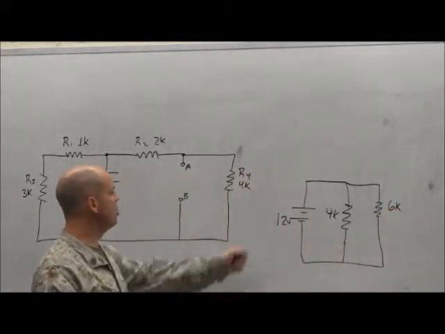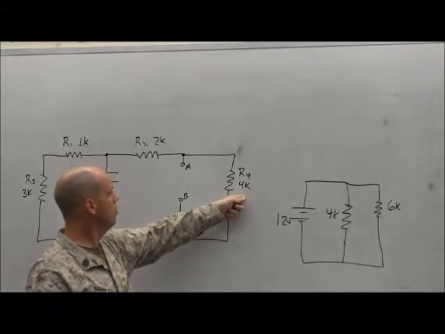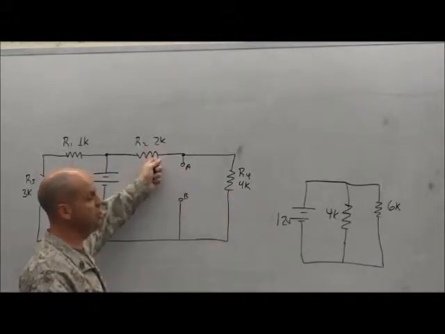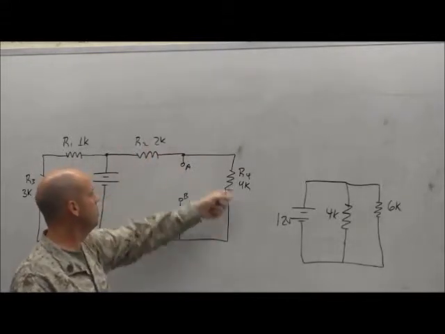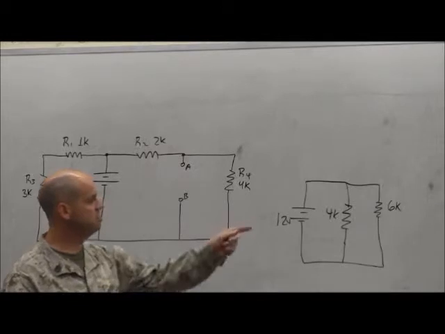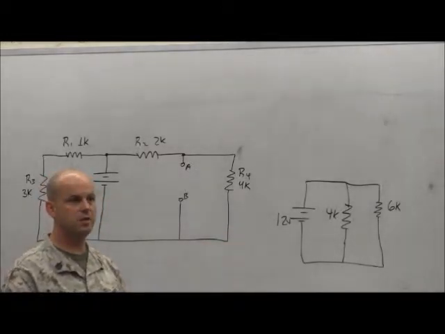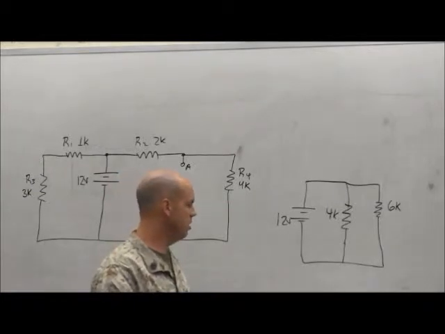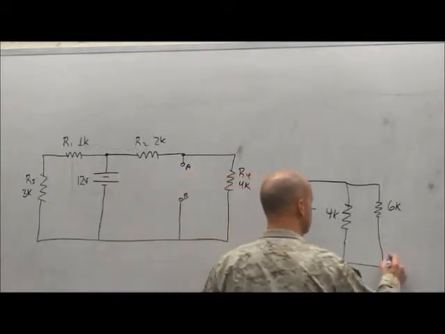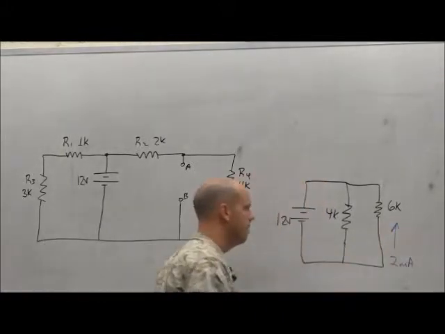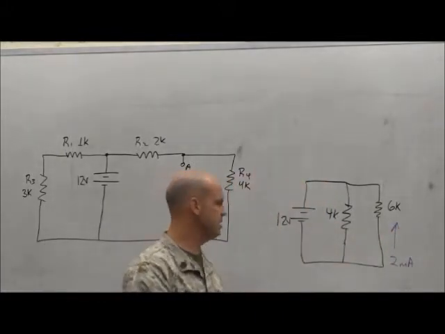Now I'm just looking for the current through R4, right? Well, isn't R4 in series with R2? So I want the current through this branch. The resistance of that branch is 6K, is it not? Can I find the current through there with the 12 volt source? Yes. Parallel? It's going to be what? 2 milliamps, right? 12 volts divided by 6K is 2 milliamps.